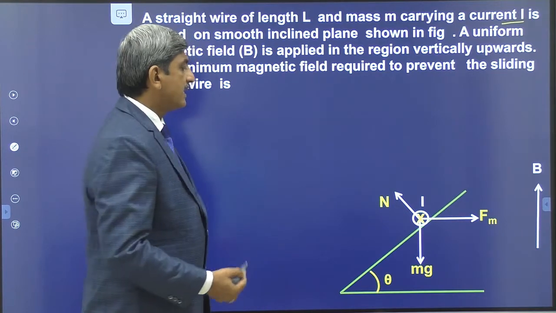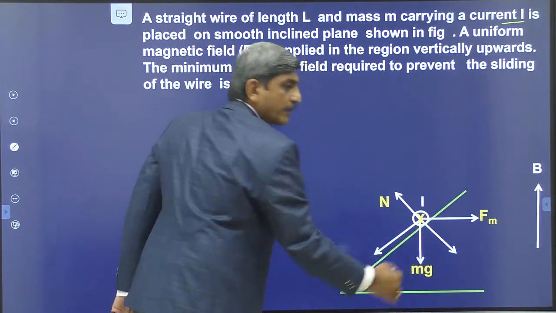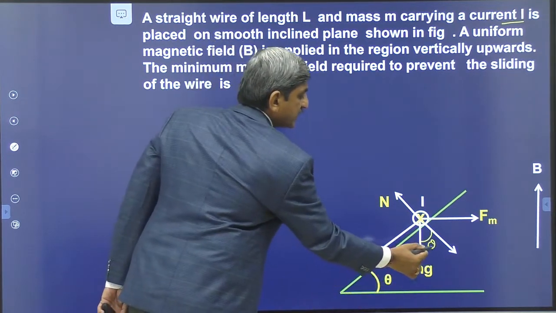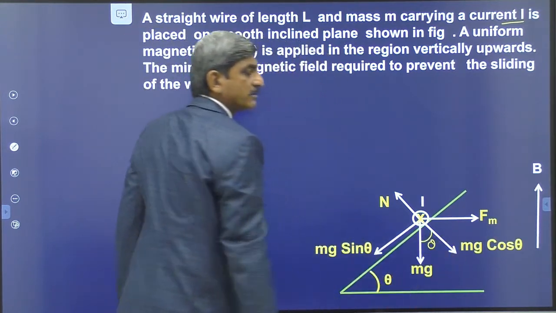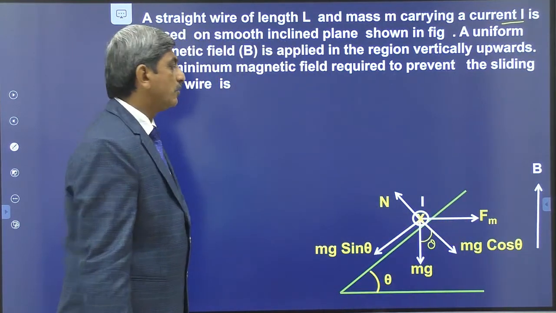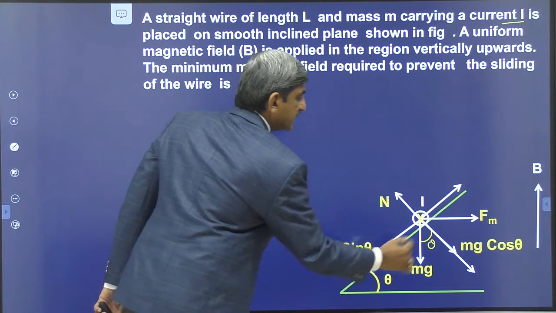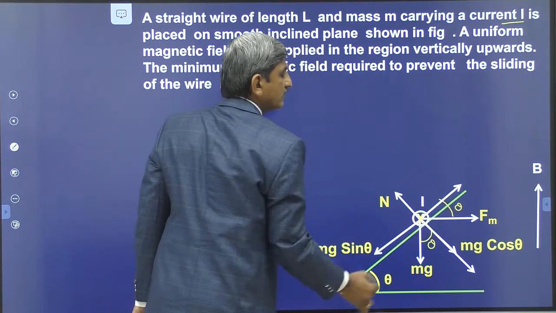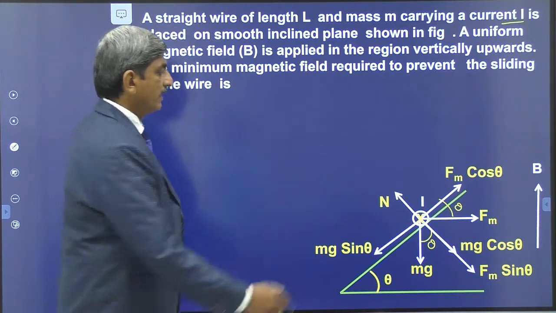Now, for convenience, I am going to resolve the weight into two components, one component parallel to the plane, one component perpendicular to the plane. If this is theta, this is also theta. Now, knowing this theta and mg, the two components can be written as mg sin theta and mg cos theta. Similarly, the force due to the magnetic field can also be resolved into two components, one component parallel to the plane and one component perpendicular to the plane. And if this is theta, this is also theta. Now, by knowing this Fm value and theta value, the two components can be given by Fm cos theta and Fm sin theta.